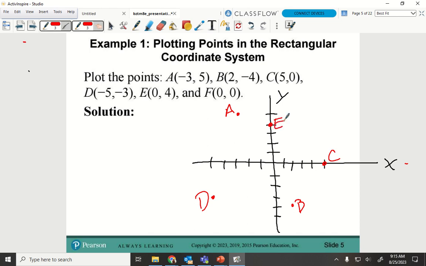Letter E. I don't know. Is that how you say E? A. That's how you say A. How do you say A then? A.